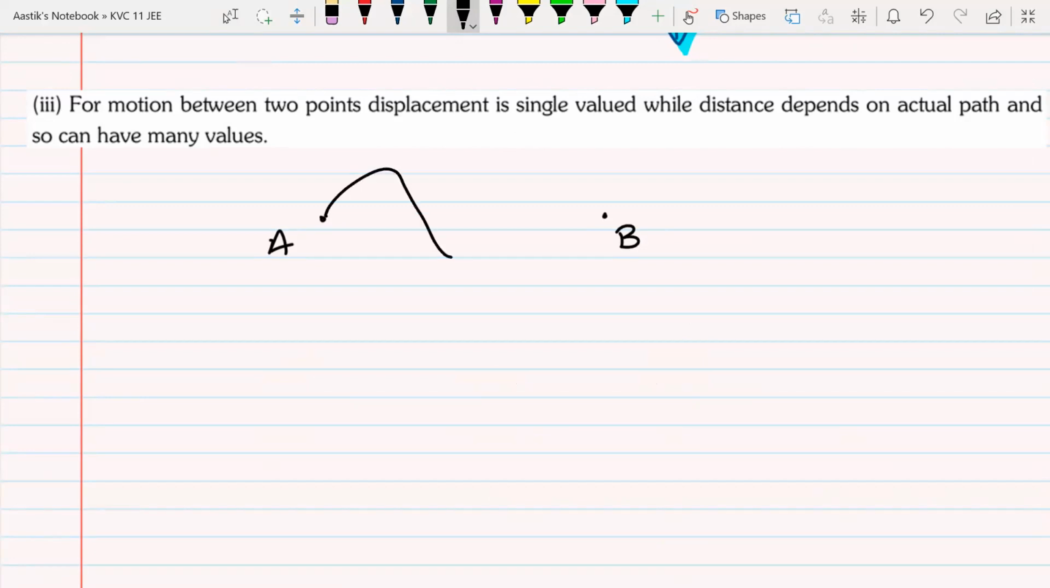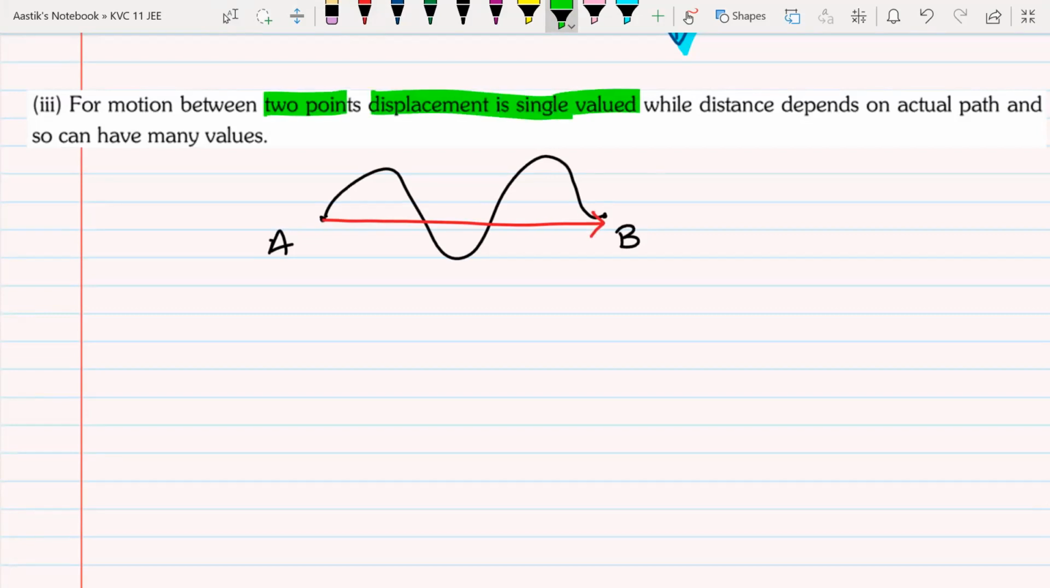it can follow any path. Distance depends on the path, but your displacement does not depend on path. It is always the vector joining the initial position to the final position, and therefore for motion between any two points, displacement is single valued. Single valued means it only has one value because there is only one vector that you can draw, but distance depends on actual path and it can have many values.